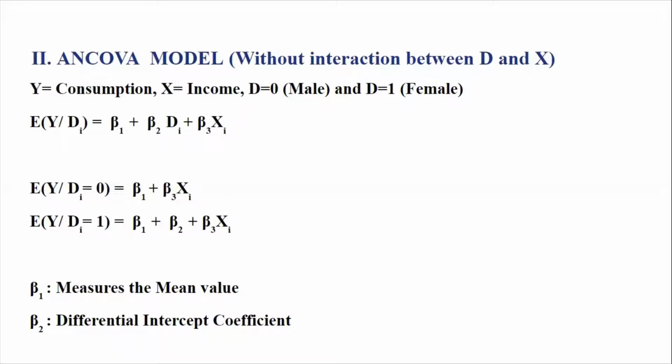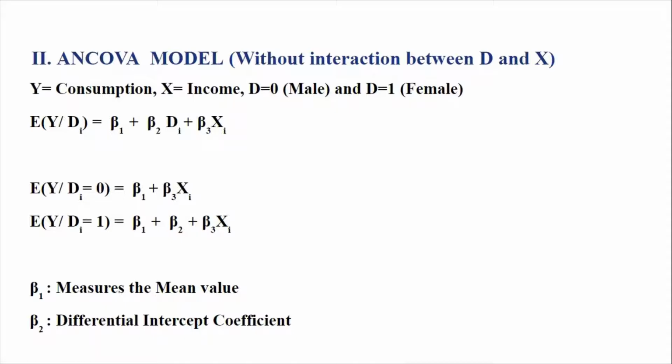That is, we are dealing with the regression model with one dummy variable and one quantitative variable, and there is no interaction between the dummy variable and the quantitative variable. Okay, so let's take an example here. Y is a dependent variable which is consumption. X that has been introduced in the model is an independent variable which is a quantitative variable and it is representing income. And one dummy variable D for gender has also been introduced. So D equal to 0 for male and D equal to 1 for female.